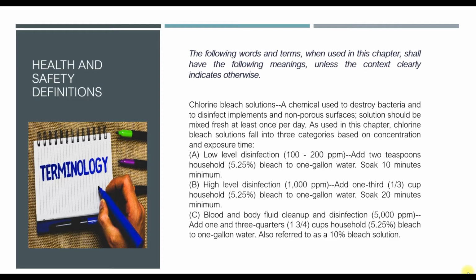C. Blood and body fluid cleanup and disinfection, 5000 parts per million. Add 1¾ cups household, 5.25%, bleach to 1 gallon water. Also referred to as a 10% bleach solution.